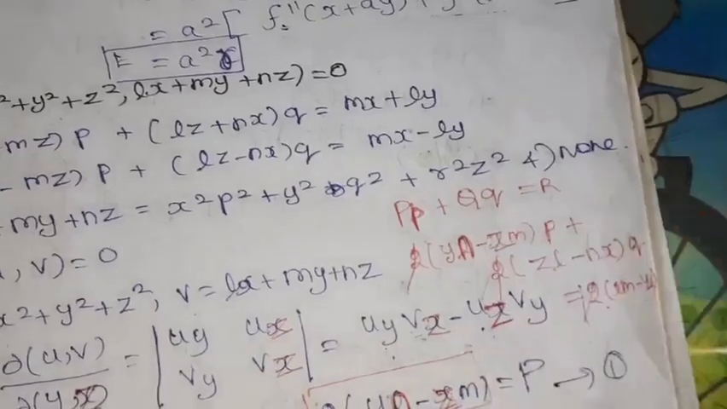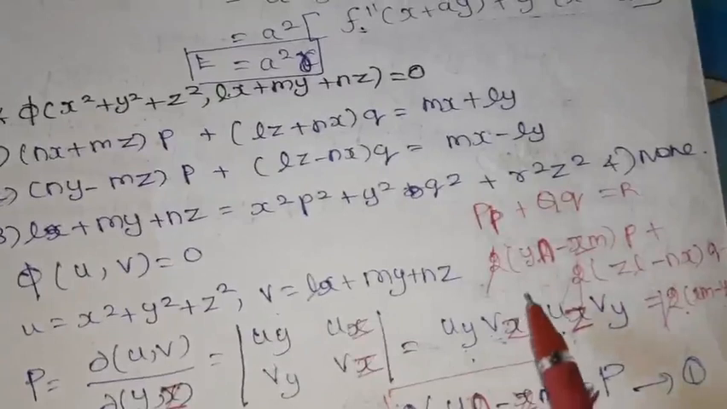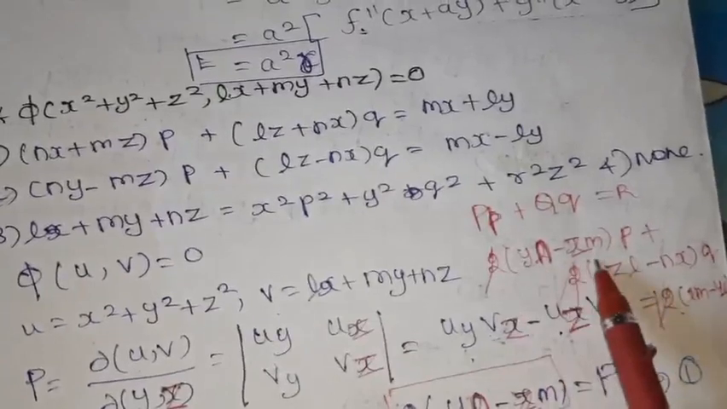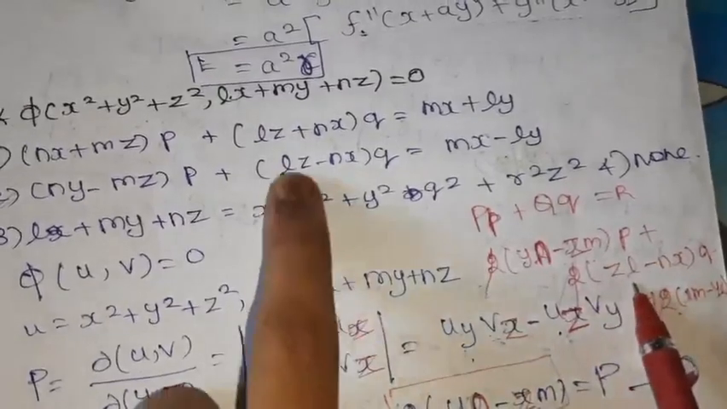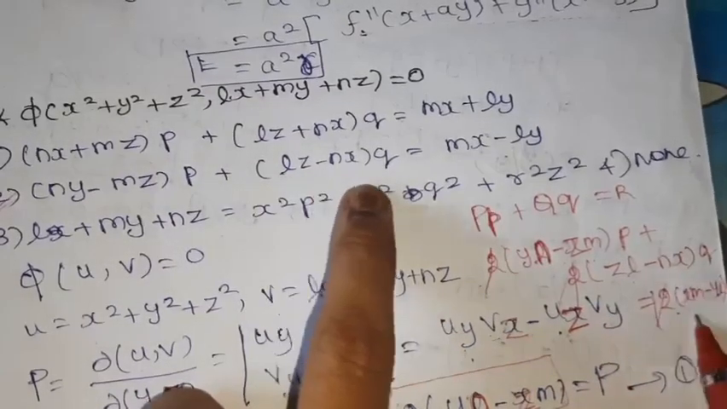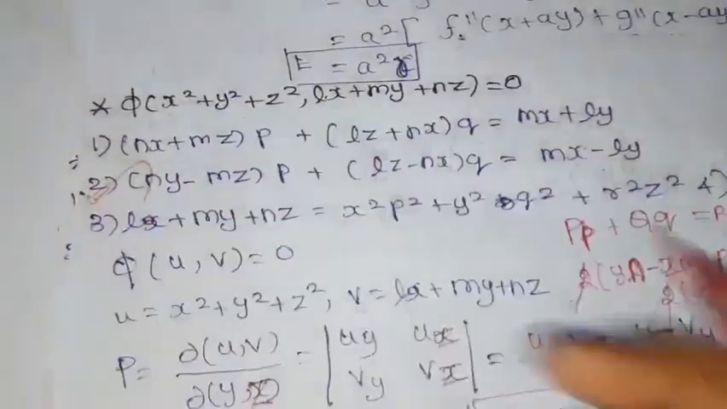Now comparing this with option 2, what we will get? ny minus mz into p plus zl minus nx into q equal to mx minus yl. Okay, option 2 is the right option for this problem. We'll move on to the next one.